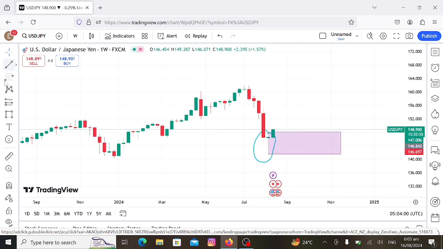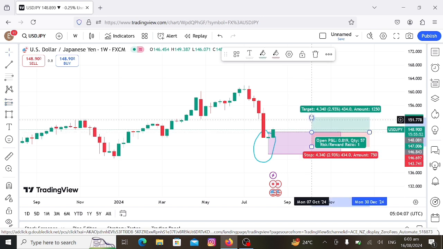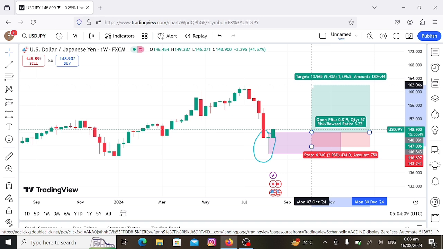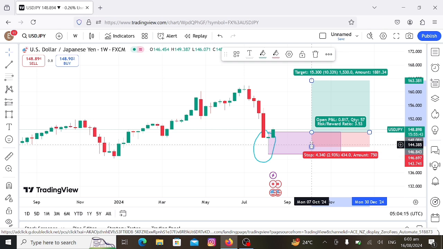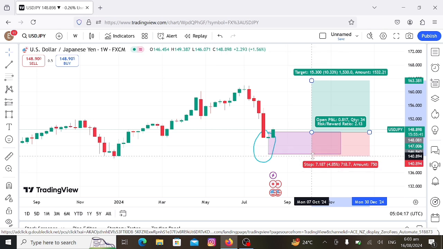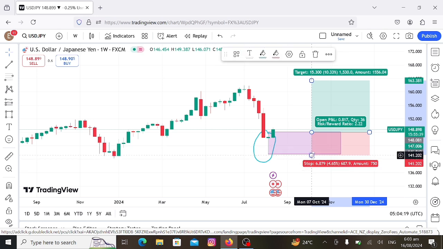And see, magically, when this hammer formed, the profits will be somewhere here. It goes up even more than this. So trading the hammer pays. So this is the ratio.